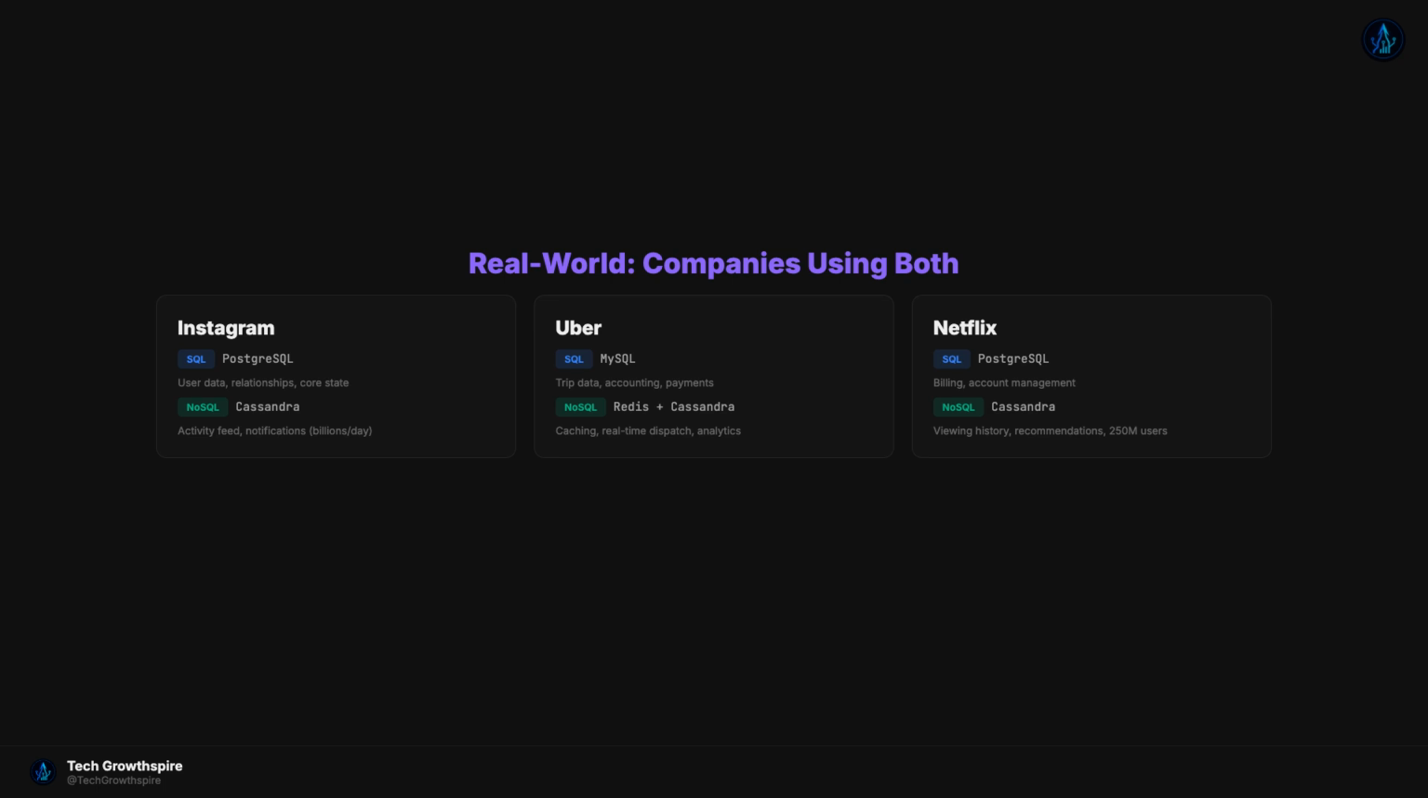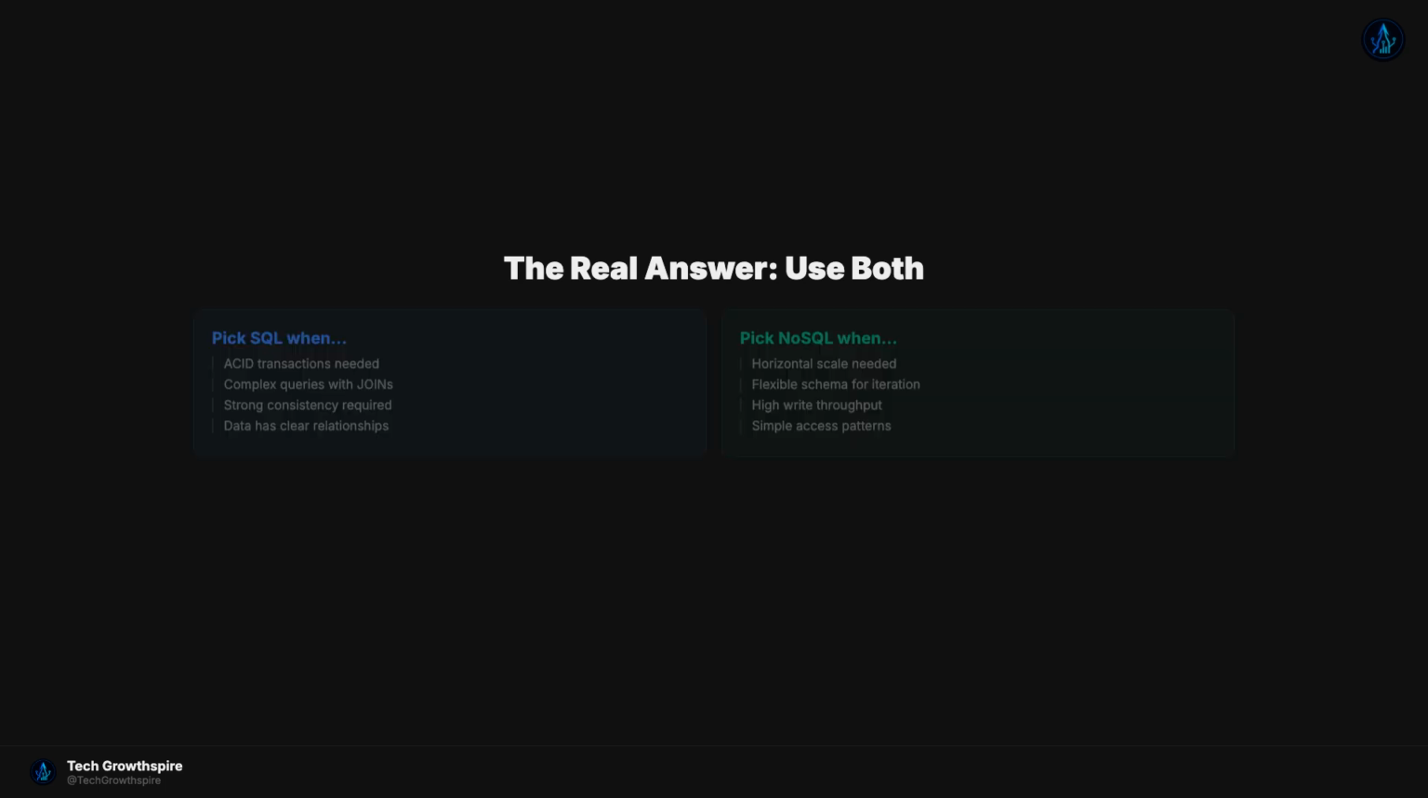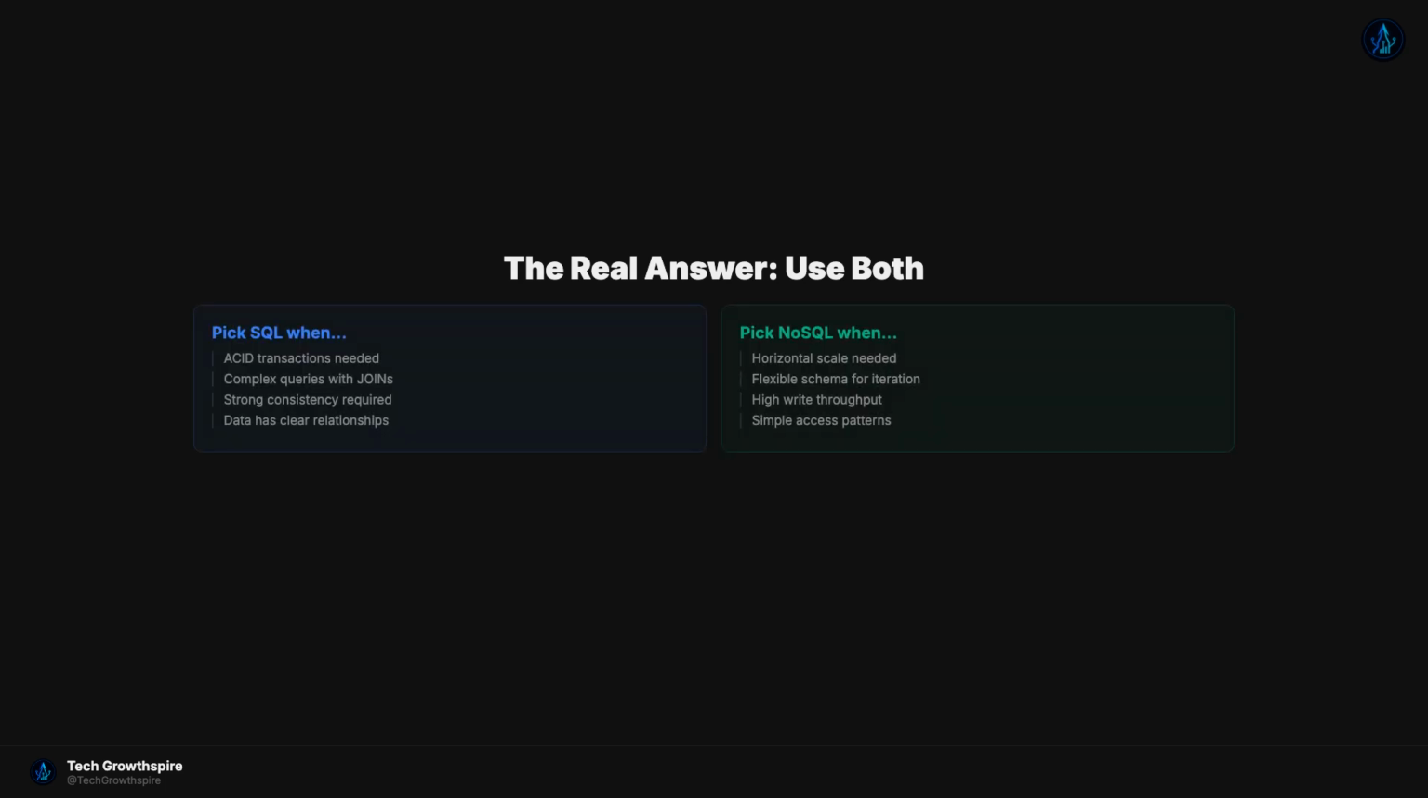They pick both. So here's the real answer. It's not SQL versus NoSQL. It's SQL and NoSQL. The question isn't which is better, it's which is better for this specific problem. Need ACID transactions? SQL. Need horizontal scale? NoSQL. Need complex queries with joins? SQL. Need flexible schema for rapid iteration? NoSQL. Need strong consistency? SQL. Need high write throughput? NoSQL.